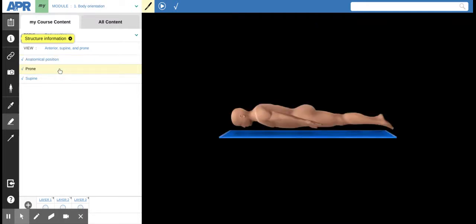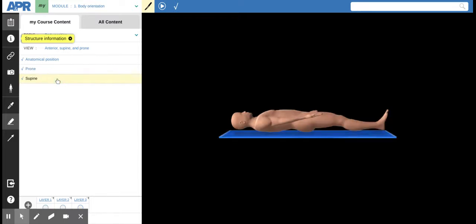If we look at the prone position, that is laying basically face and belly down with the back side up. And then supine is laying with the back side down and the face belly side up.